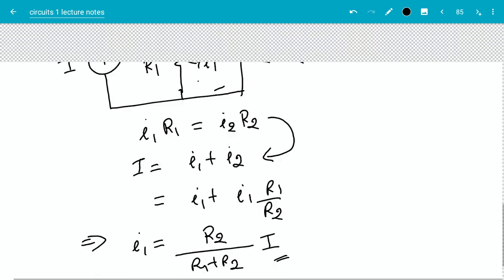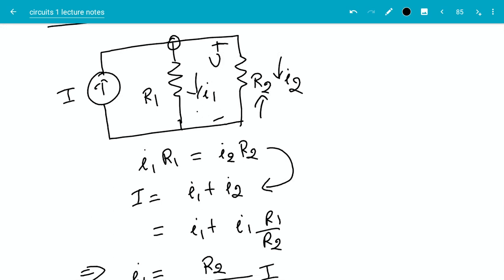So what does this mean? It means that if R2 is very high, then more current will go through R1, and if R1 is very high, more current will go through R2. Right? So this is your famous intuition, which says current goes through the path of least resistance.